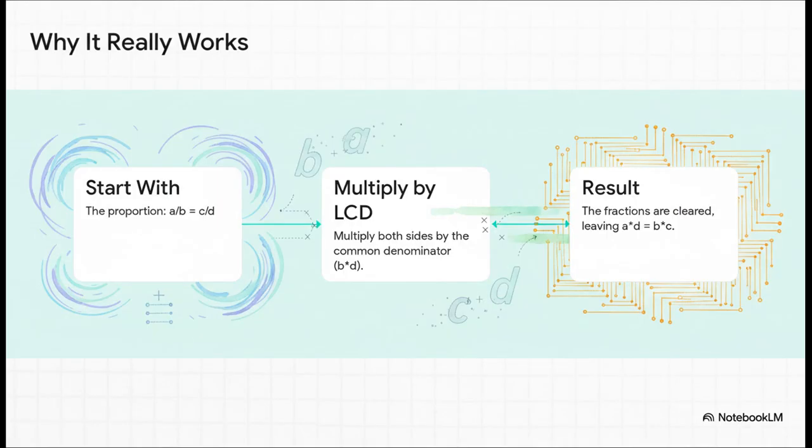But it's really important to understand why this little trick works. It's not magic, it's just a shortcut. The long way to do it would be to multiply both sides of the equation by the common denominator, which is B times D. And as you can see, when you do that, everything cancels out and leaves you with the exact same result. It's a fantastic shortcut, and it's built on solid algebra.